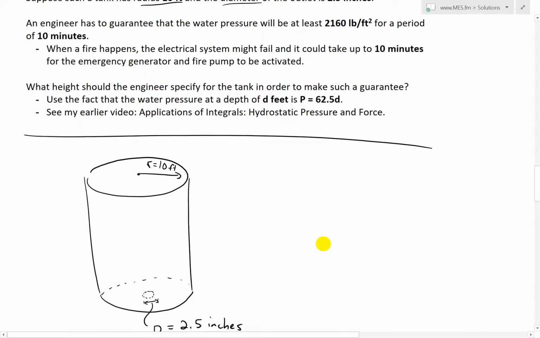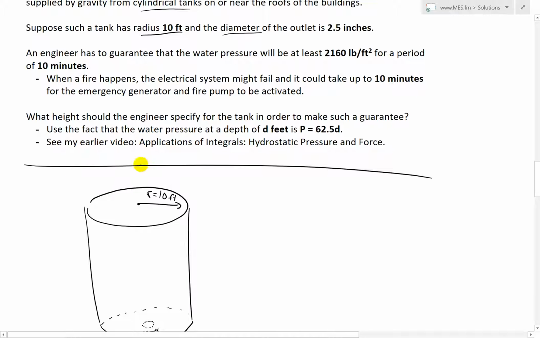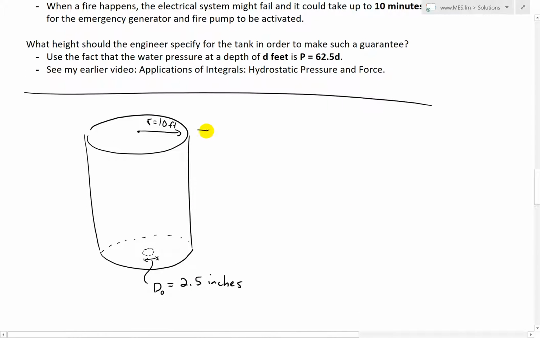What we were asked to find is the height of this tank, so we want to know what the height is here. We'll call this H sub T, H for height of the tank. Let's assume it's filled with water initially, so we'll call it H at time t equals 0. The little t is for time, and this one just means tank.